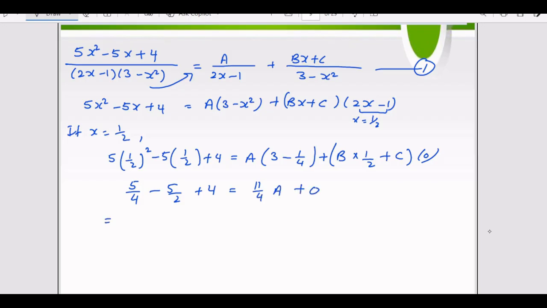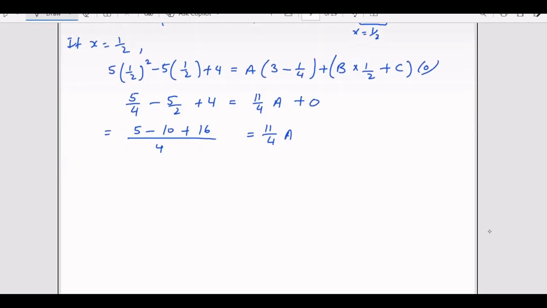So now take the LCM on this side. It is 4, and you can also use your calculator. 5 minus 2 times 5 is 10, plus 4 times 4 is 16. So we get 16 + 5 = 21, minus 10 is 11/4, equals 11/4 a. So basically we got a equals 1. So the value of a is 1, right?